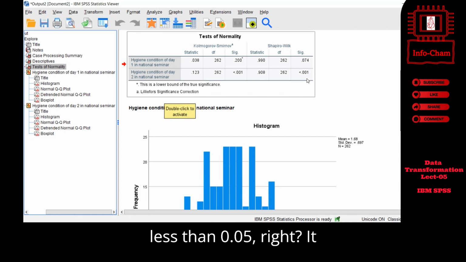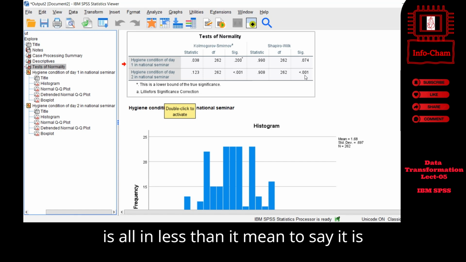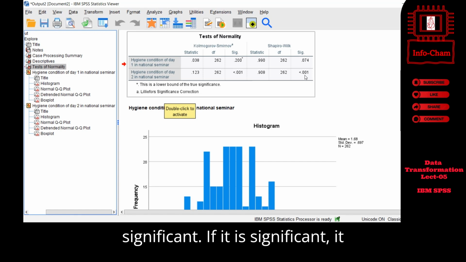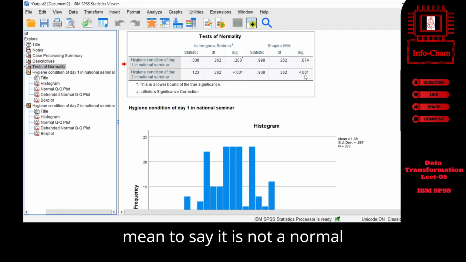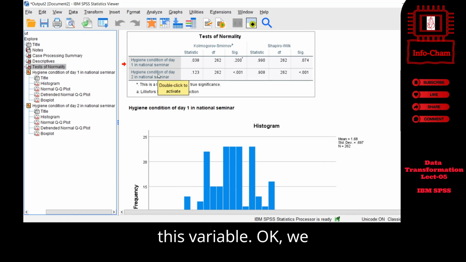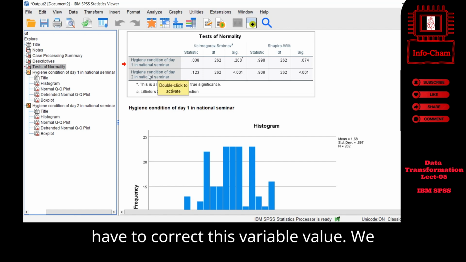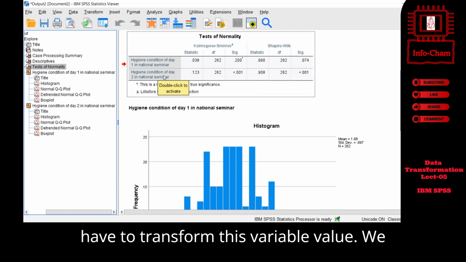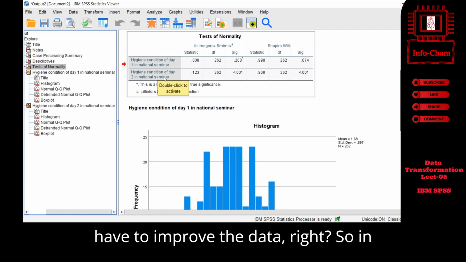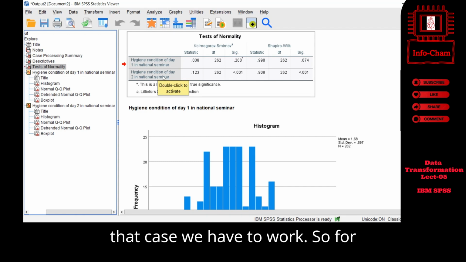Oh, it is less than 0.05, right? It is already less than. It means it is significant. If it is significant, it means it is not normal data. So we have to work on this variable. We have to correct this variable's values. We have to transform this variable's values. We have to improve the data, right? So in that case, we have to work.